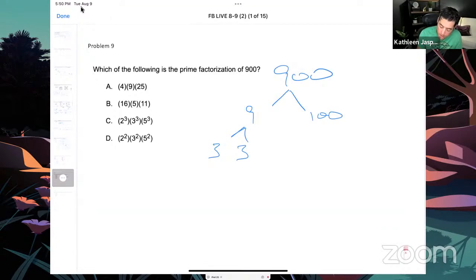So because it's 2 3s, if I look at my answer choices, 4, 9, and 25 are not prime factorizations, right? Why are they not prime factorizations? Because 4 is not a prime number, and 25 is not a prime number, and 9 isn't even a prime number. So it can't be that. Can't be 16, 5, and 11, because I know that I need 2 3s, so that's gone. I see I've got 3 3s here. That's not going to work. Oh, wait a second. I should hold off on that. I'm sorry.